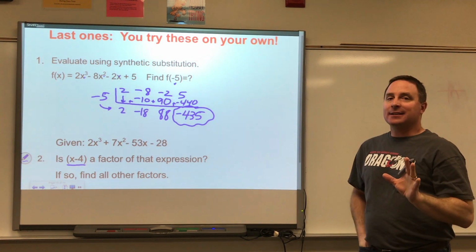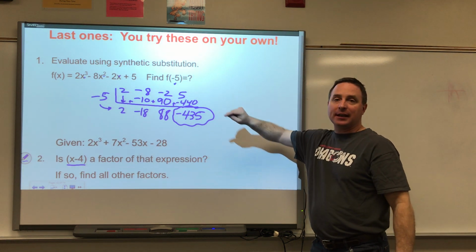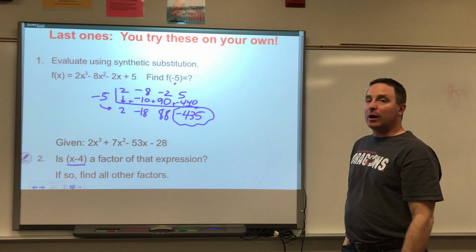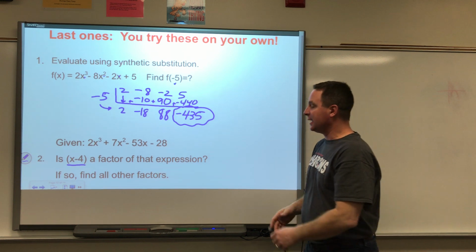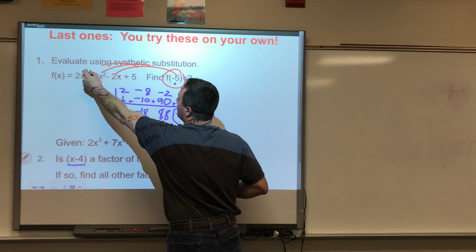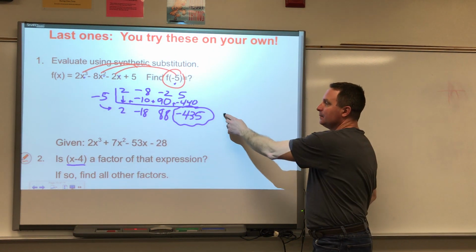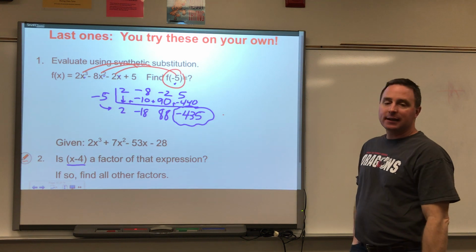But once again, just so we're all crystal clear, in your homework assignments I need to see the synthetic substitution. One really quick and easy way to check your answer is to use your calculator. You can take the negative 5 and plug it in all those places on your calculator, and if you did it, I think you would get negative 435.